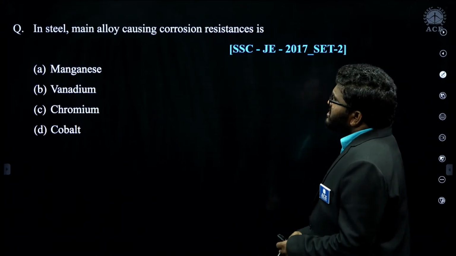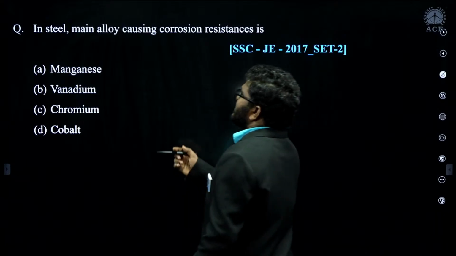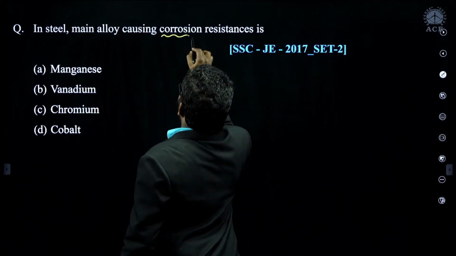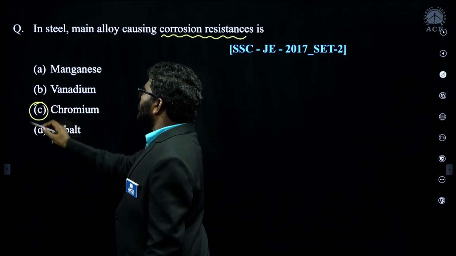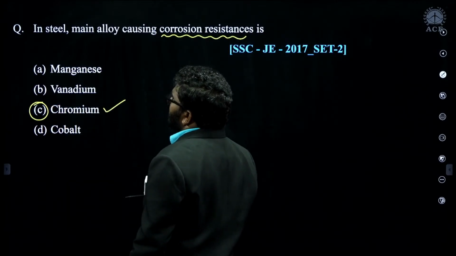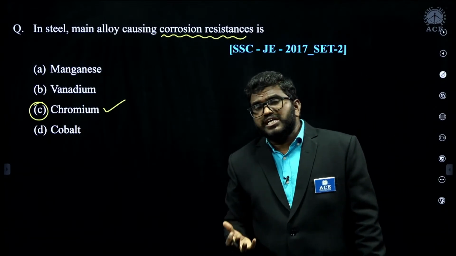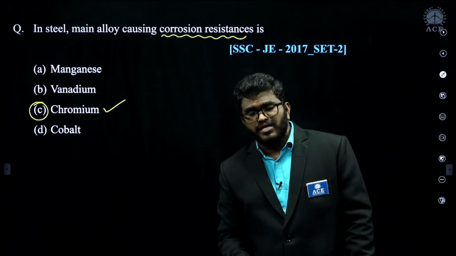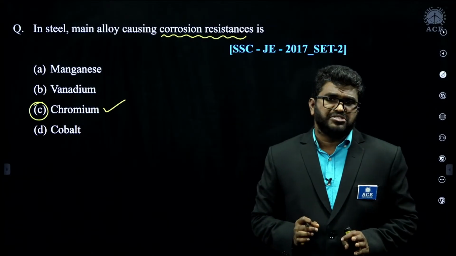Next, in steel, which main alloy causes corrosion resistance? Chromium. If the percentage of chromium is more than 11%, that is stainless steel. Stainless steel is a good corrosion resistant material. So chromium is the basic element we add to increase the corrosion resistance.